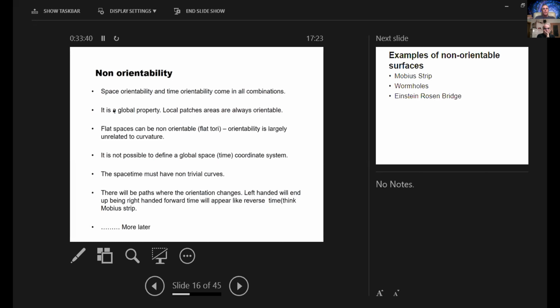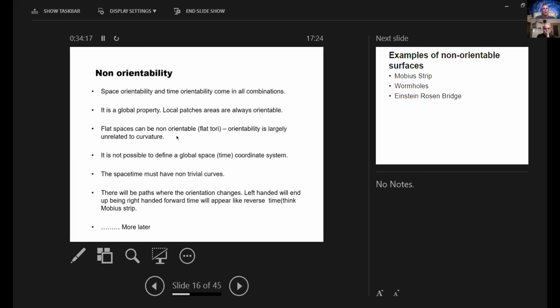The other thing about non-orientability, it's a global property. It's a property of the entire manifold. If you do a local patch, which is how manifolds are described, a local patch is always orientable. So you shouldn't be too disturbed that your lab seems to be orientable. It's only when you extend to non-trivial regions that it's even possible for the orientability to be questionable. Yeah. A flat space can be non-orientable. The mathematical term is a flat torus.